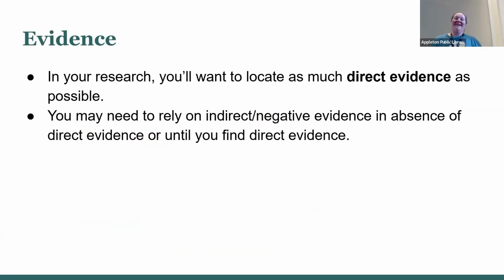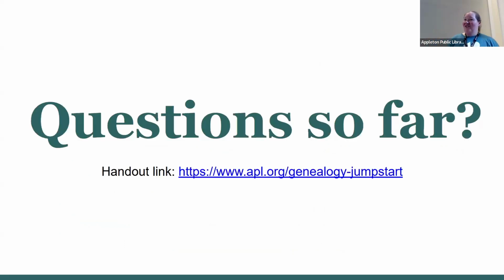Hopefully that makes sense. But in your research, you're going to want to try to locate as much direct evidence as possible because that's going to be, again, the most accurate. You might need to rely on indirect or negative evidence because not all the resources you're going to consult will have direct evidence. Or maybe you have to rely on the indirect and negative evidence until you can find something with direct evidence. That's the fun of genealogy, putting it all together.